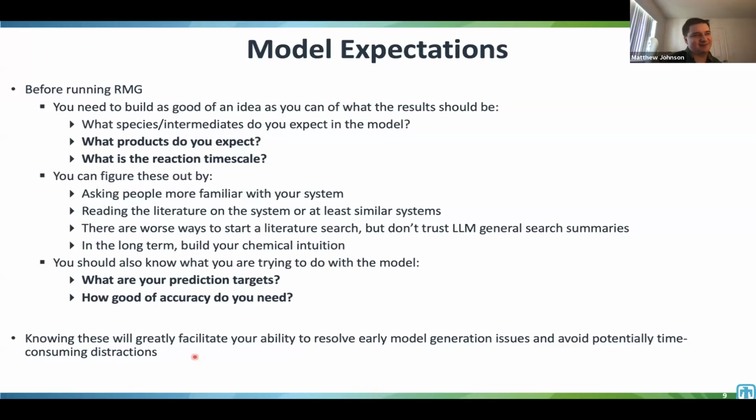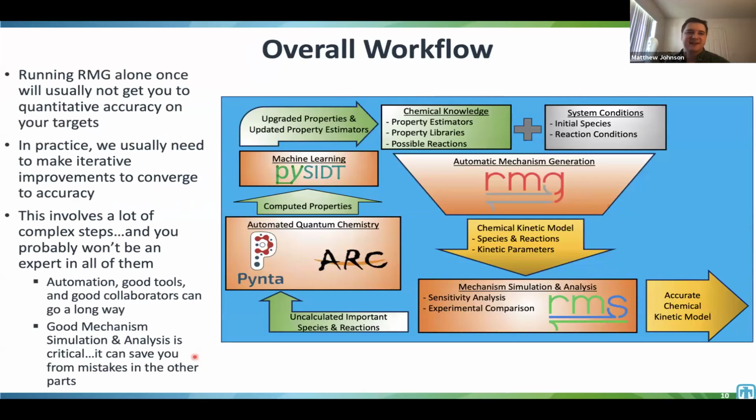Now, once you start running RMG, it's important to understand that running RMG once will usually not get you to quantitative accuracy for whatever you're interested in. In practice, we're usually going to need to make iterative improvements to converge to accuracy in a workflow, something like this, where we might start. We take the initial RMG database chemical knowledge. We take our system conditions for our system of interest. We run RMG to generate a chemical kinetic mechanism. We simulate it. We analyze it. We run sensitivity analysis. We compare with the experiment and decide on a set of important species and reactions that we want to calculate.